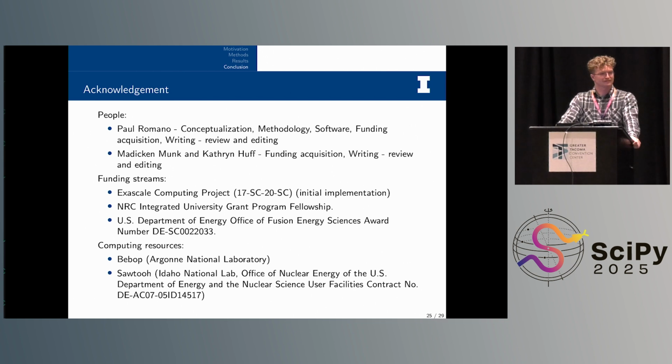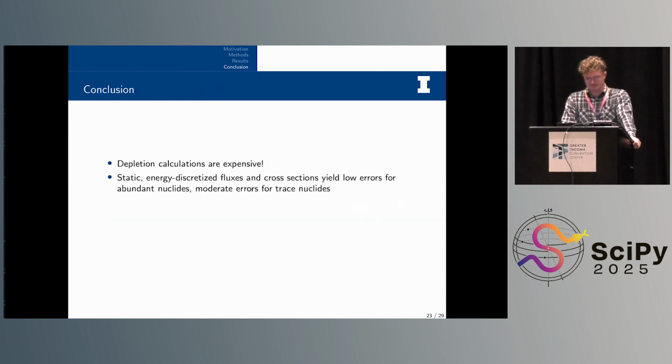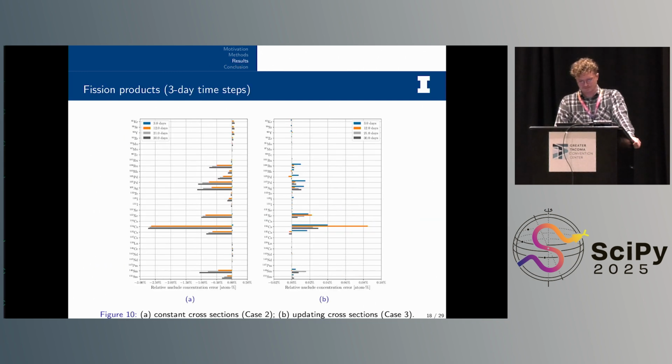Thank you. From Kyle, the relative errors in actinide concentrations in case 2 seem to have a trend that grows. Does that represent some accumulation of error?